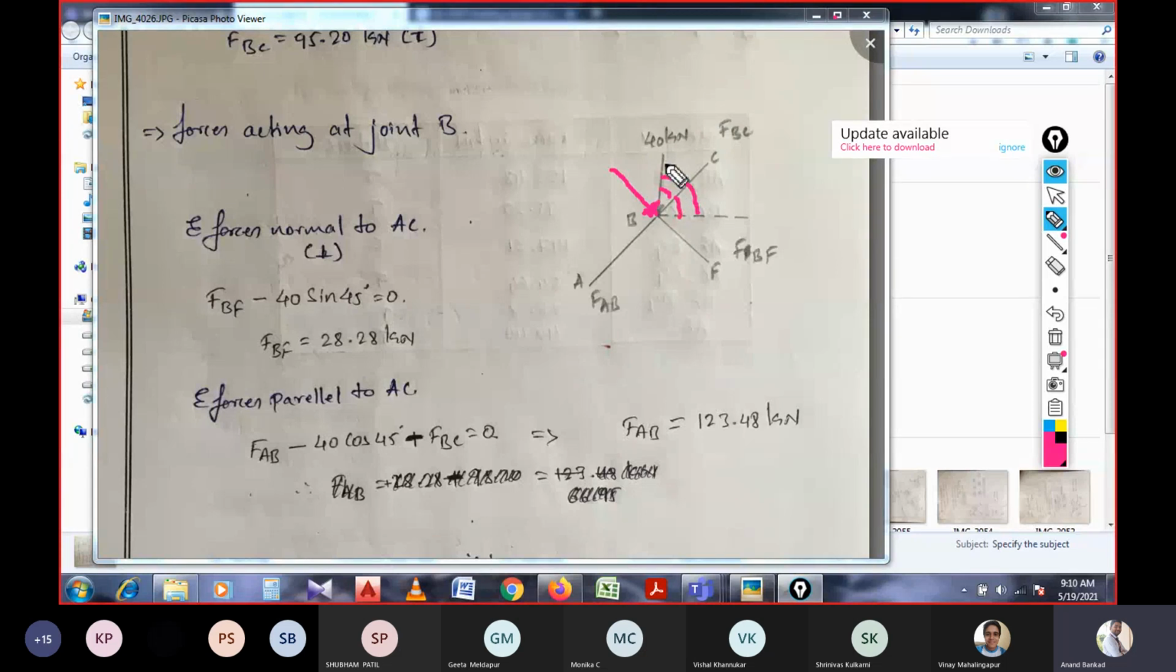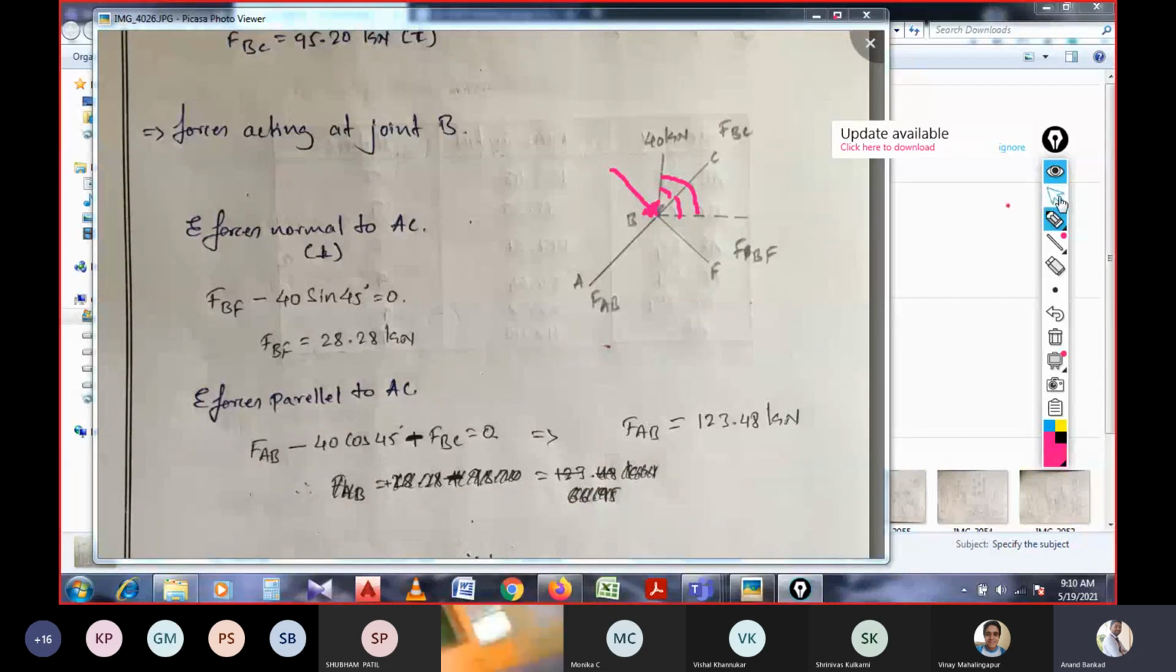Else, if you are resolving this force parallel to the member AC, then it would be cos 45. So in this case, if you consider this 40 kilonewton force towards perpendicular to the member AC, then it would be 40 sine 45. So if you solve for this, FBF would be 28.28 kilonewtons.